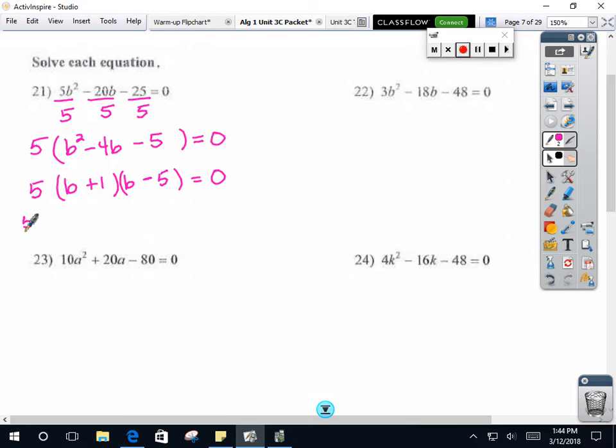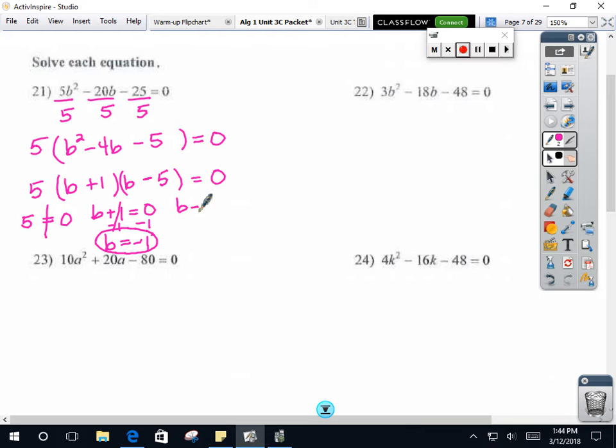Now, if you were to set these to 0, watch what happens. If I take the 5 and I set it equal to 0, does that make any sense? No. When I set b plus 1 equal to 0, I'm just going to end up subtracting the 1 to solve for b, and so one of my 2 solutions is going to be a negative 1. And that's because 5 times negative 1 squared minus 20 times negative 1 minus 25 equals 0. This is also one of the x-intercepts of the parabola.